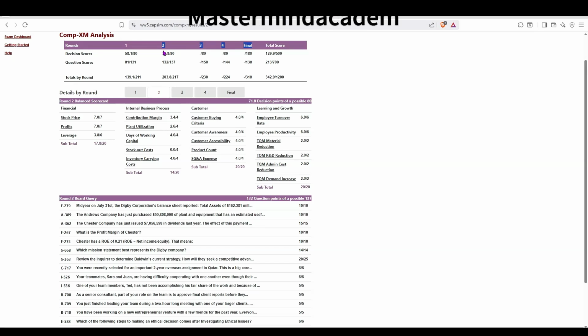I've just finished round two some few minutes ago, and our score is 71.8 out of 80 for the decision scores, and 132 out of 137 for the question scores. Our total for round two is 203.8 out of 217.